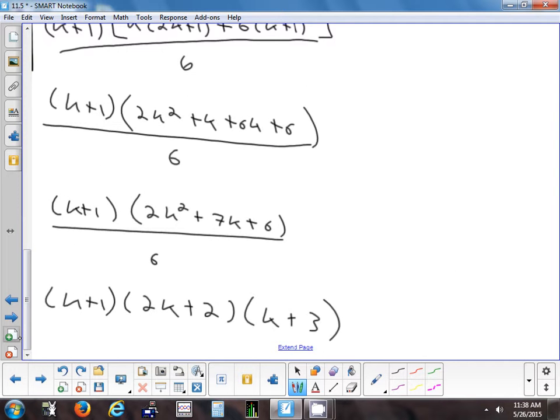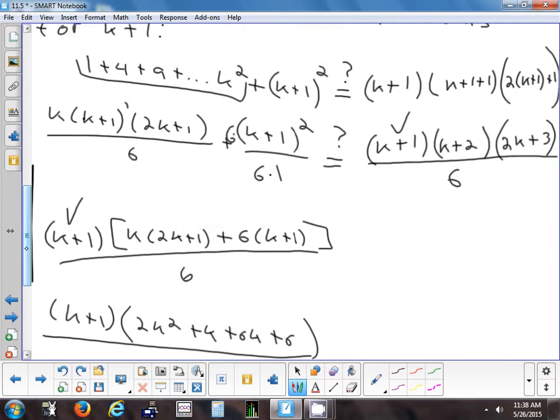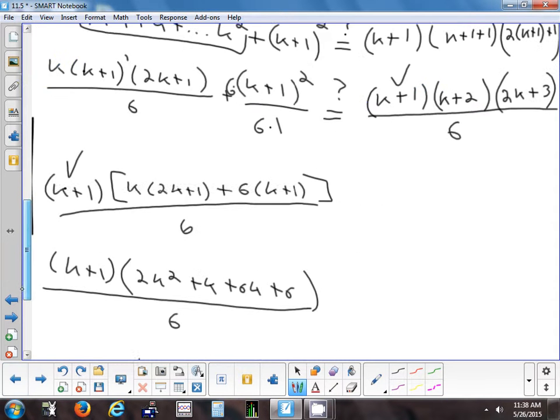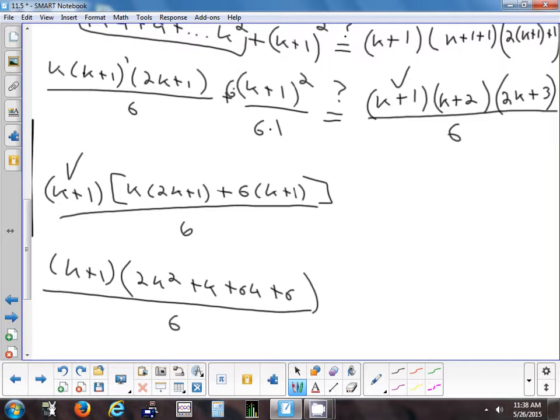Well, you're asking me, where were we? When I factored out k plus 1, why didn't I take it out of 2k plus 1? It's basically like saying, why didn't I take the 4 out of the 3? Because I can't. Because it's not a common factor. 3 is not a multiple of 4. 2k plus 1 is not a multiple of k plus 1. Does that make sense? This is not a multiple of that, so you can't factor it out.